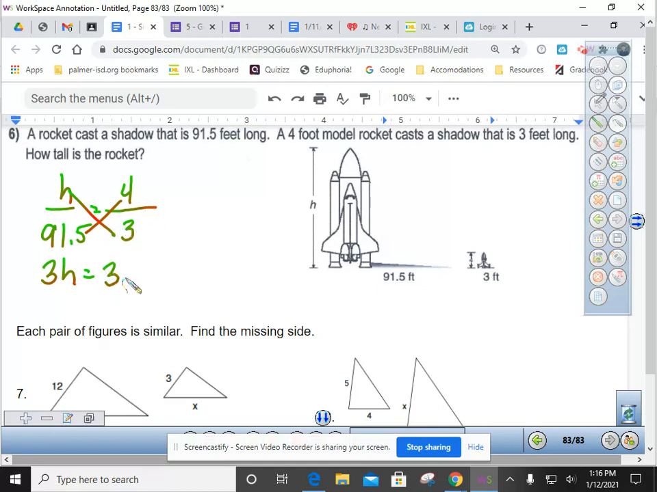Did you get 366? And then we do what? Divided by 3. Did you get 122? Yes. Good.